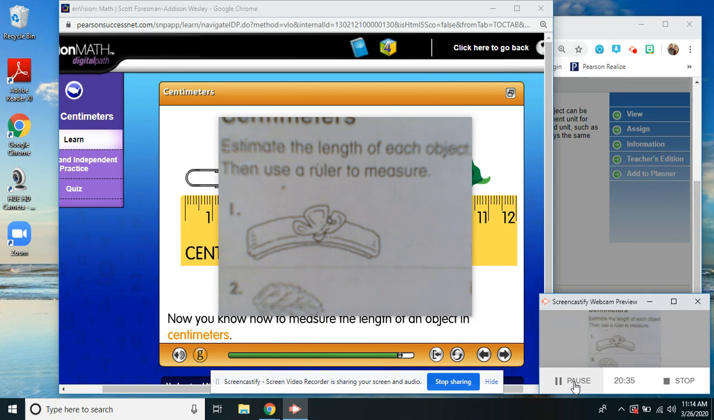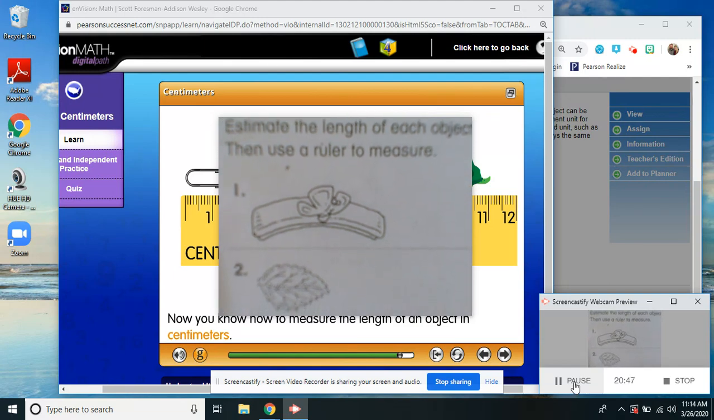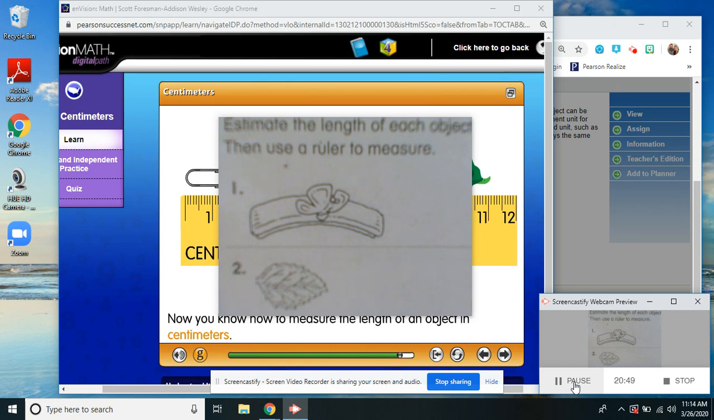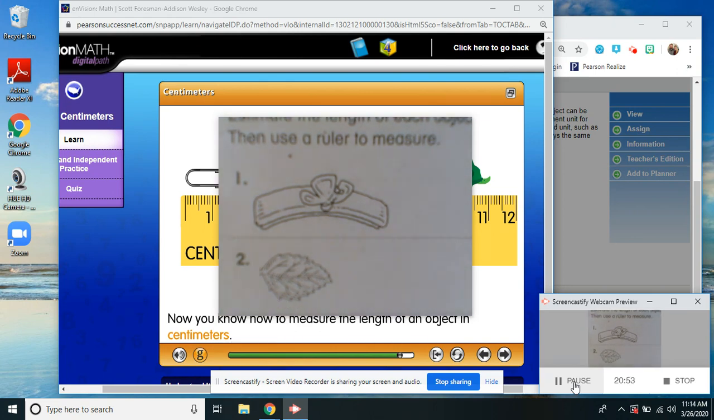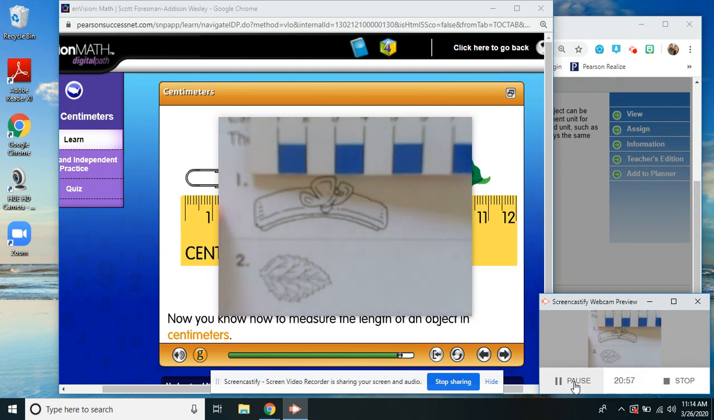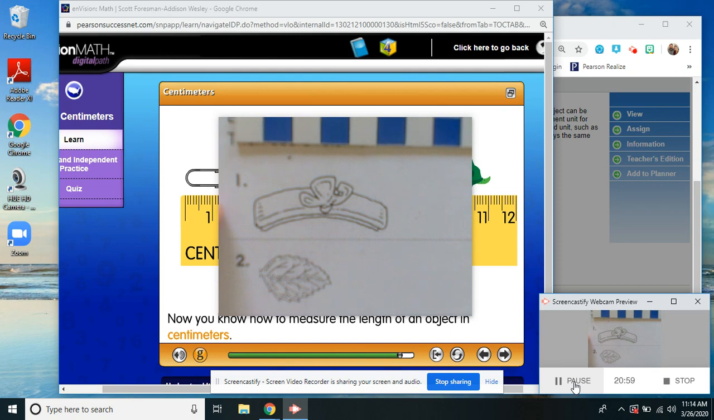All right, so our first problem says we need to estimate the length of each object, then use a ruler to measure. Okay, so our first object looks to be like a barrette. So we need to get out our ruler and we need to measure how long this is. But before we measure, what does it mean to estimate again?